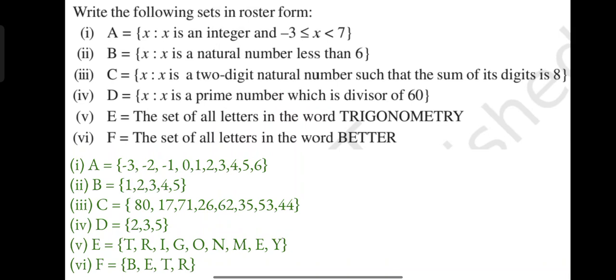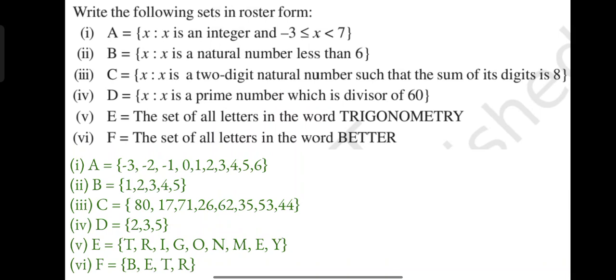Also 3 fives are 15, so it comes in the multiplication table of 3 as well as 5. So it does not become a prime number, it becomes a composite number. Similar for 4 as well, because 1 fours are 4 as well as 2 twos are 4. So 4 comes in the multiplication table of 2 also, so we can't write 4. Okay, so the only prime numbers that are divisors of 60 are 2, 3 and 5.